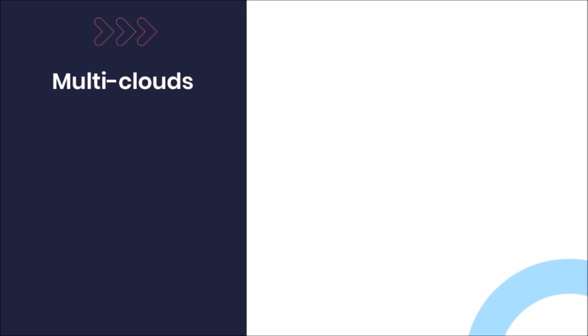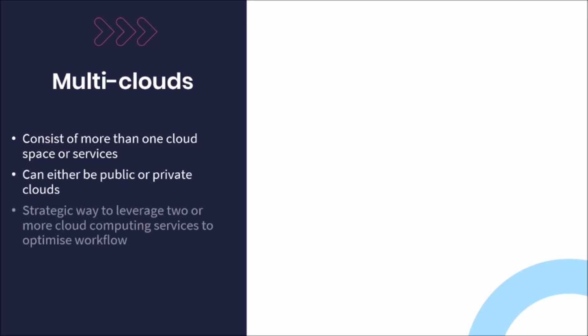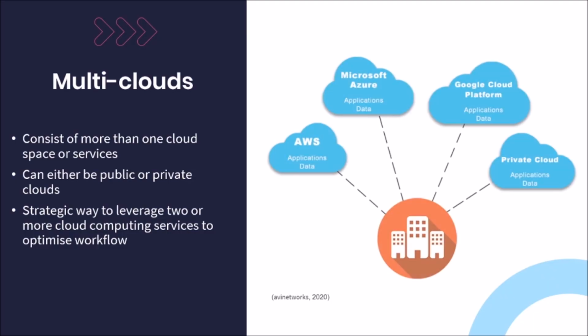Multi-clouds are the last cloud type we're going to discuss. They are a cloud environment that consists of more than one cloud space or service. Multi-cloud services can either be public or private clouds. They are a strategic way for companies to leverage two or more cloud computing services to optimize the workflow within their organization. As can be seen here, a good example would be the combination of software as a service, SaaS, platform as a service, PaaS, and infrastructure as a service, IaaS, and even function as a service, FaaS models to form one unique multi-cloud structure.